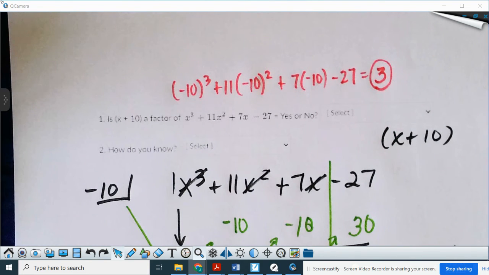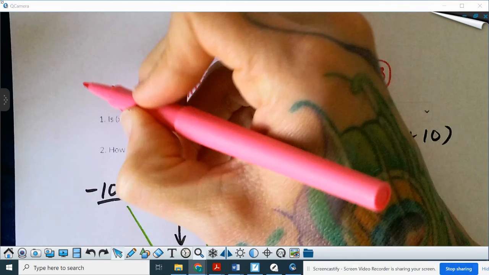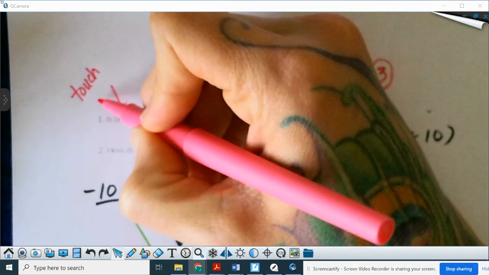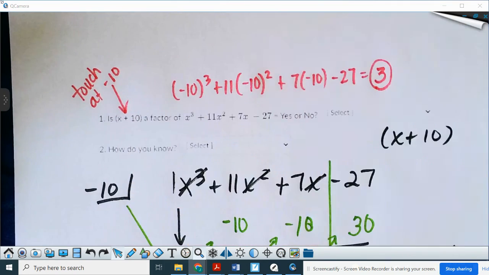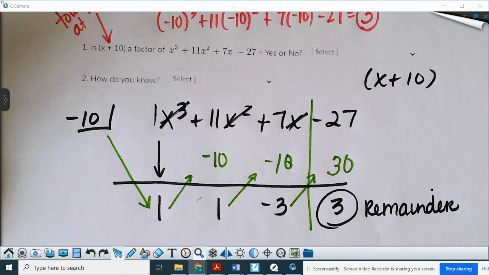Obviously, you could long divide. You could graph it in the calculator and look and see if it touches the x-axis at negative 10. So does that graph touch at negative 10? If it does not, then you know it is not a factor. There's lots of ways to decide if it is a factor or not. This question was really discussing the fact that there was a remainder. So remainder theorem or division would be your best calls to get part 1 and part 2 of this question correct.